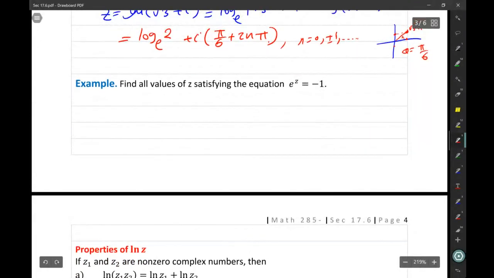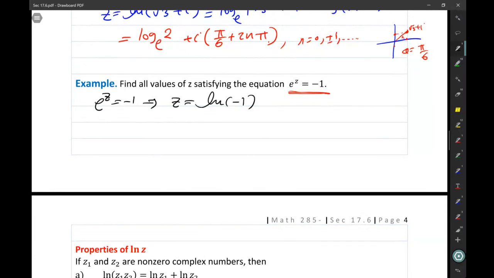Now, e to the power z is equal to -1. We never saw such an equation in calculus, because the exponential is all the time positive, but here you can solve it in complex numbers. The same procedure: when e to the power z is equal to -1, this implies z is equal to ln of -1. And we never saw ln of -1 in real numbers, I mean in calculus.